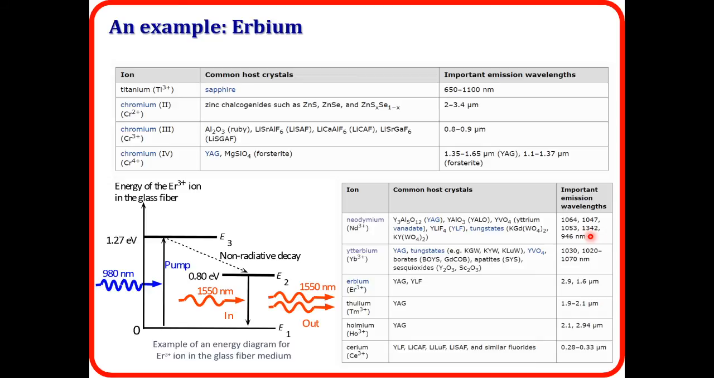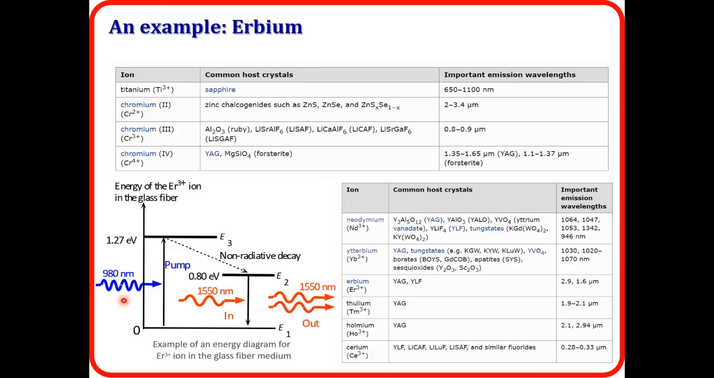So now let's talk about an example of a gain material. Here I'm talking about an erbium laser, erbium doped material. For example, erbium can be doped by YAG and by using YLF, and it can give you a laser wavelength of around 2.9 and 1.6 micron.